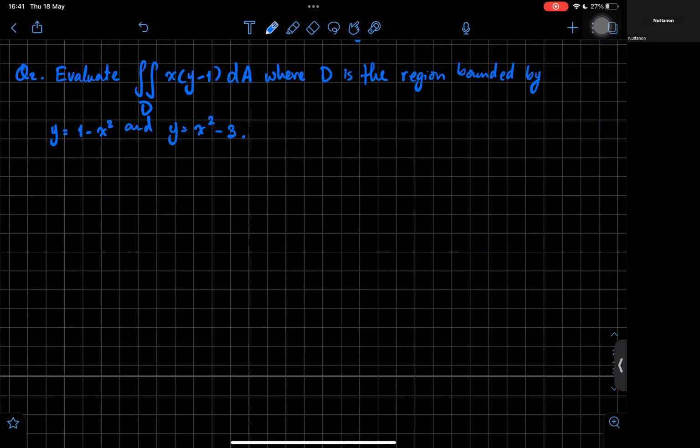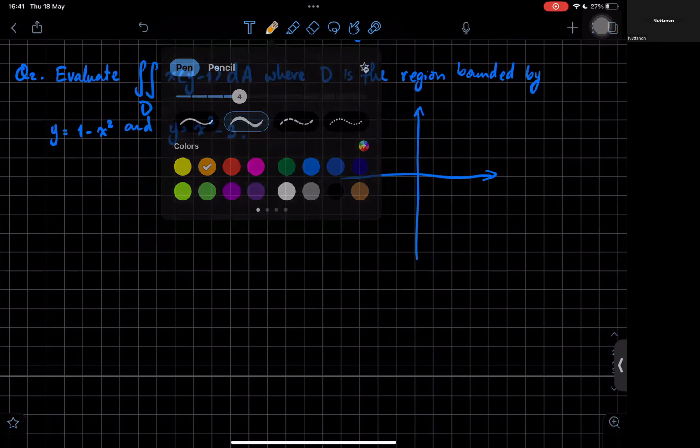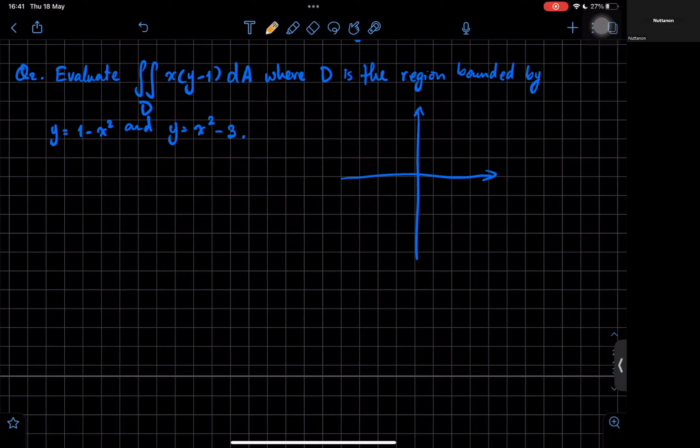So as I already said, first try to draw the graph, the region. This one is a bit more complicated. For this one, y equal to 1 minus x squared is a parabola, and the highest point is 1. So it becomes something like this, a parabola.